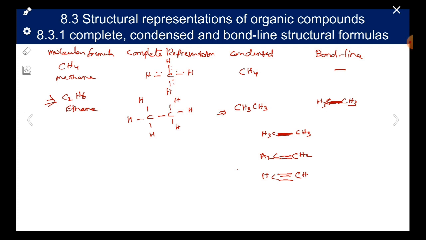Okay, I think you get the point, right? So this kind of representation is possible. This is called as bond line structure. Okay, let's try to write that again. All right, so bond line structure for ethane is a simple dash, right? So let's look at one more example.